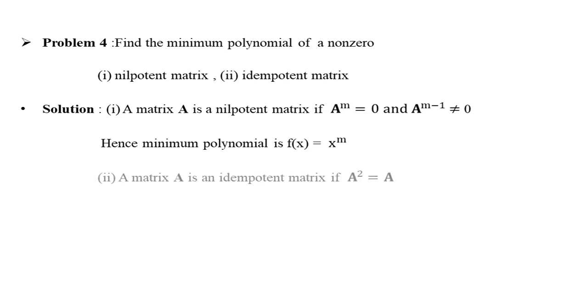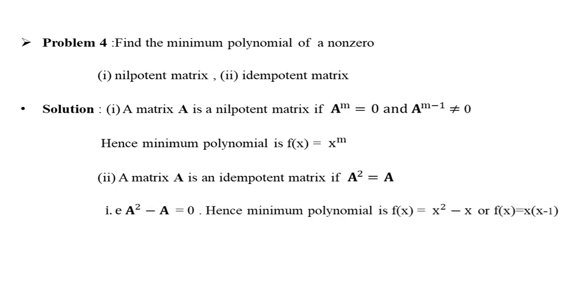Now we find the minimum polynomial of a non-zero idempotent matrix. By definition, a matrix A is an idempotent matrix if A square is equal to A, then A square minus A is the zero matrix. That is, A square minus A is equal to 0. Hence, the minimum polynomial is f of x equal to x square minus x.